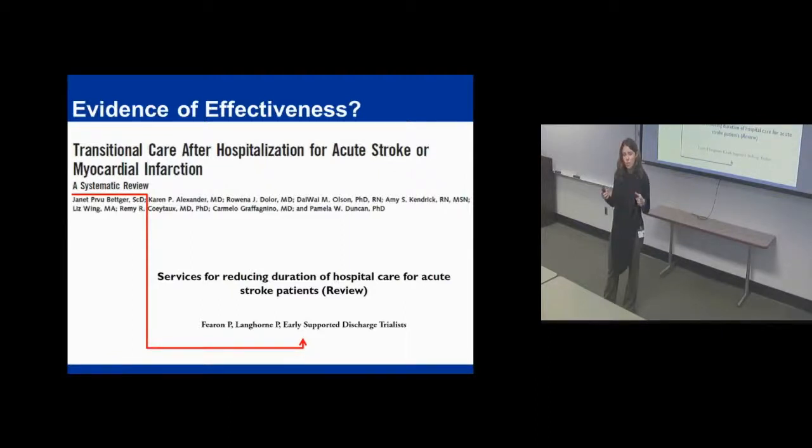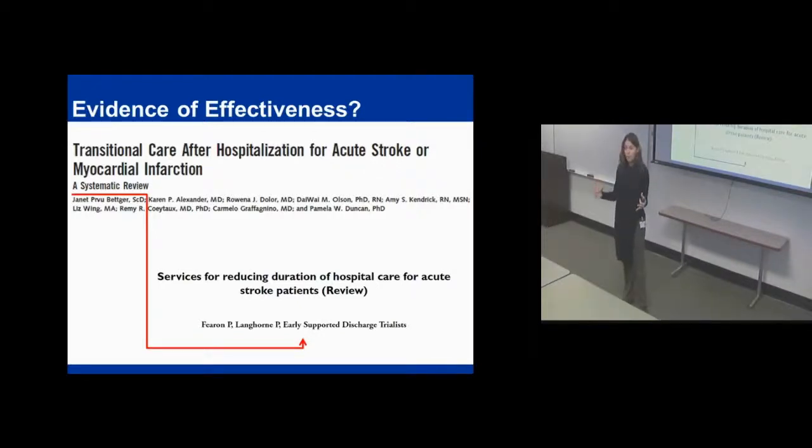What's interesting about early supported discharge is the whole intent, developed and tested in the Netherlands and in Scotland and the UK, is to get people home sooner with a team of people to support them to go home, start that rehabilitation in the home, make sure the family is ready to take care of this person collectively as a unit, and then get them connected to services in the community.